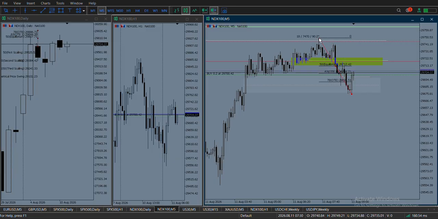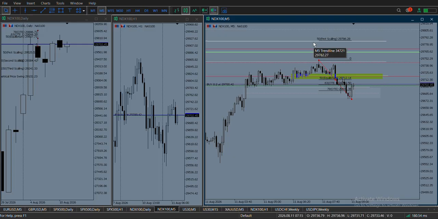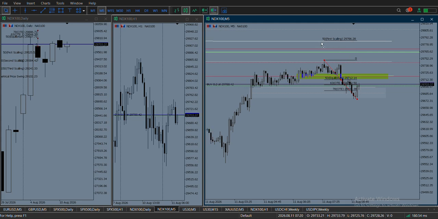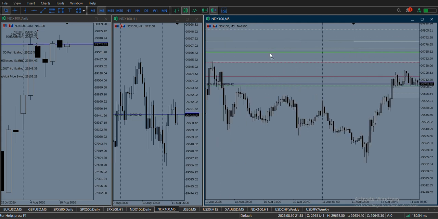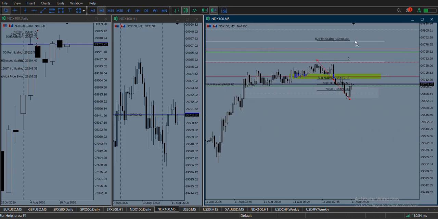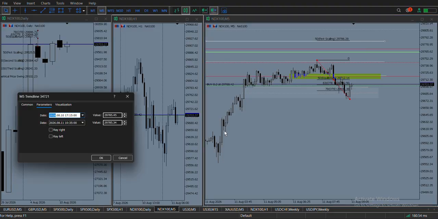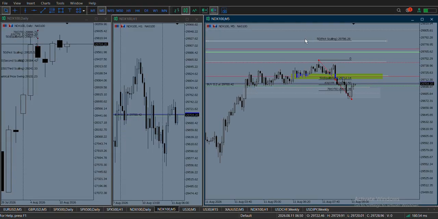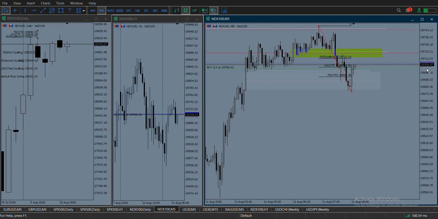Or you can take that and then put it on top of that high here, and you can see the fast scaling is together with that high of yesterday's New York session. So you can have price reach into that. You can see that.